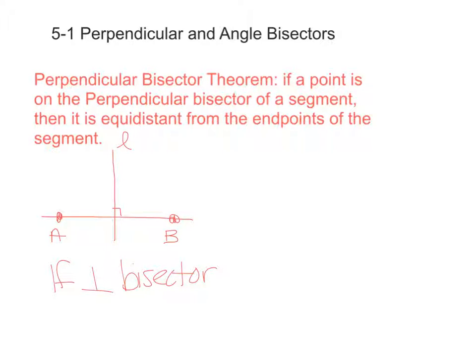Since it's a perpendicular bisector, it forms a right angle and two congruent segments. So if we have a perpendicular bisector, then this arrow actually means then, it's an if-then statement. So if we have a perpendicular bisector, then we're going to draw the same image that we just drew, and then we'll do something to it in a different color. So in the same color, I would draw exactly what we have on the left-hand side.